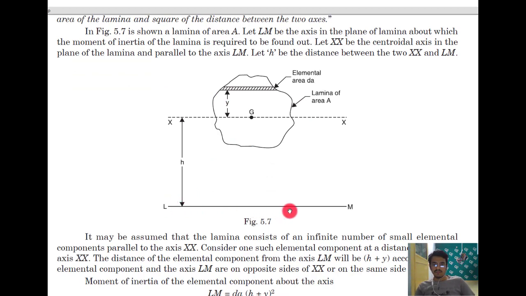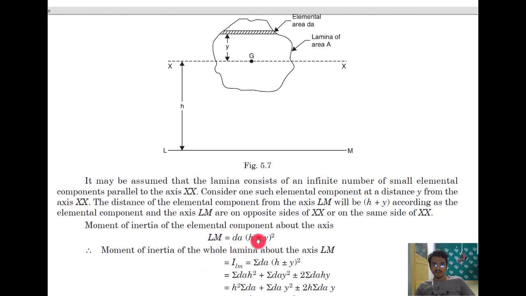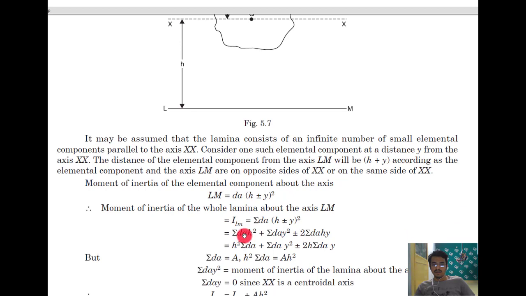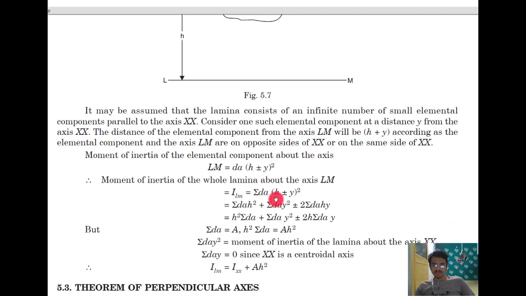So, the moment of inertia about LM. This is the elementary strip we have considered. So, that will be the moment of inertia about LM, which is (h plus y) square into dA. So, dA into (h plus y) square. We have to expand this, so that will be h square plus y square plus 2hy.